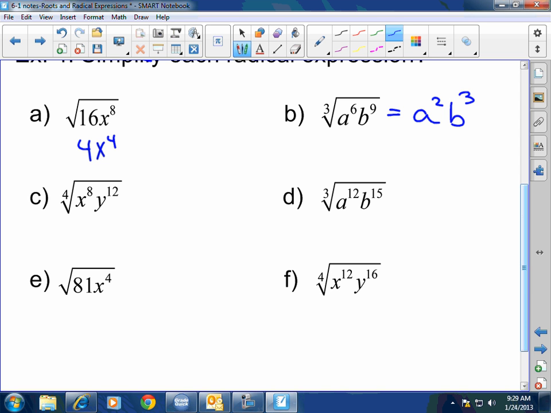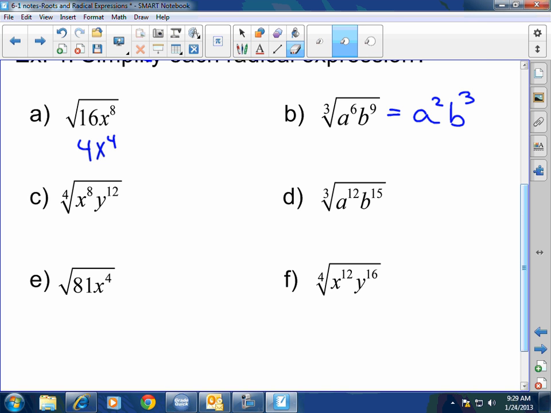How about here? What's the 4th root of x to the 8th, y to the 12th? X squared, absolute value of y cubed. Right, guys? Because I took an odd exponent out of an even root of 4. Do you guys see that? That's where a lot of people get messed up, but we're going to fix that today.